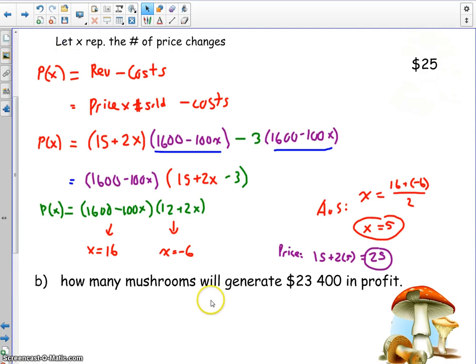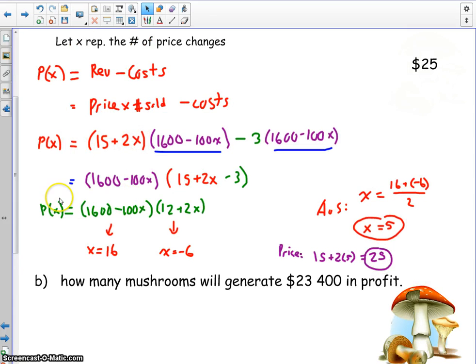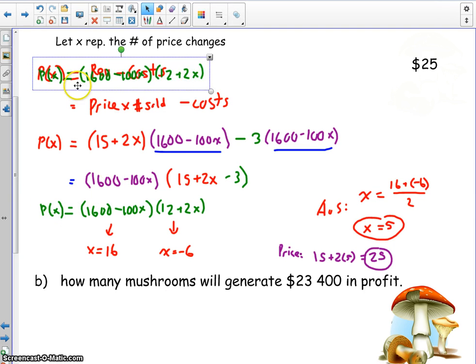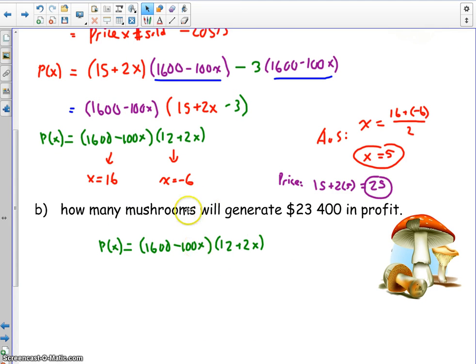So thankfully we've already created our profit equation. We kind of started up here and then simplified it down here. So let me just take that equation, bring it down here. So we want to generate $23,400 in profit. So we're being told that our profit over here should be replaced with, again, the 23,400. We want to try to solve this equation.